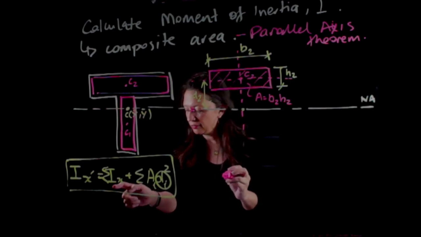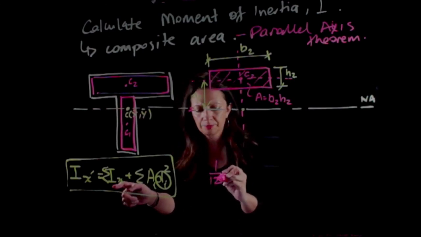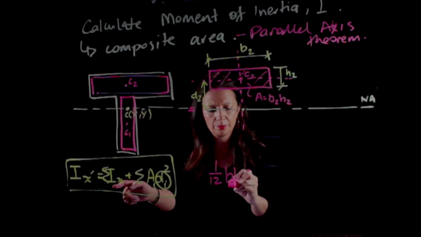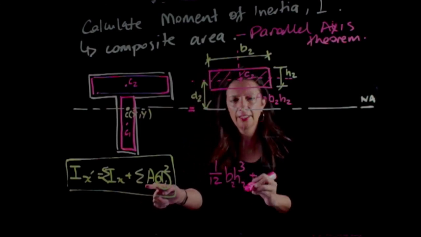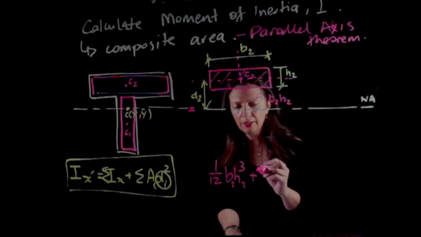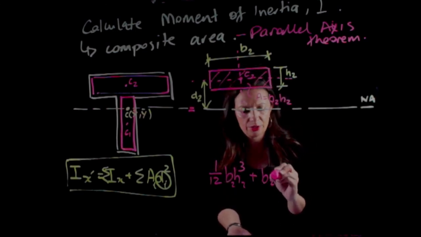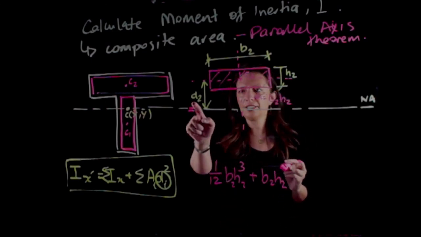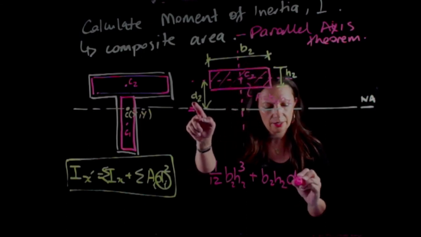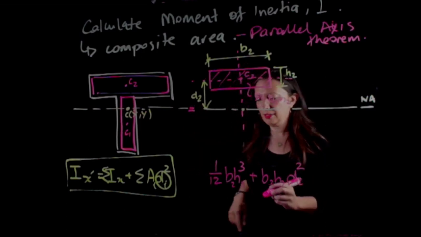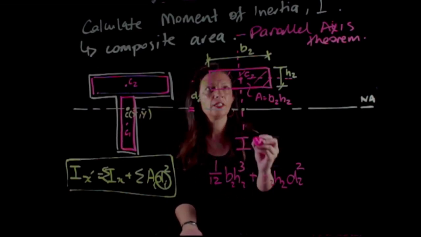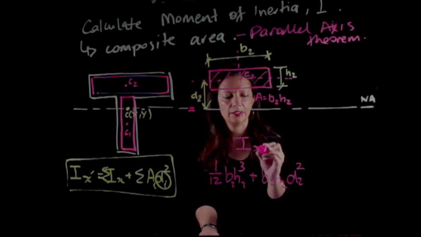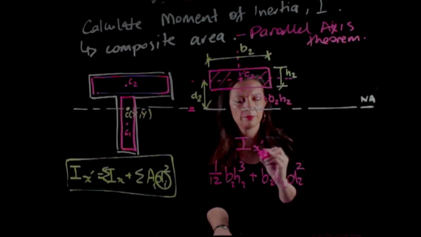So I can write here that I've got this equation. I have 1 on 12 B2 H2 cubed plus my area, B2H2, times my distance D2 squared. So this is I x bar 2.